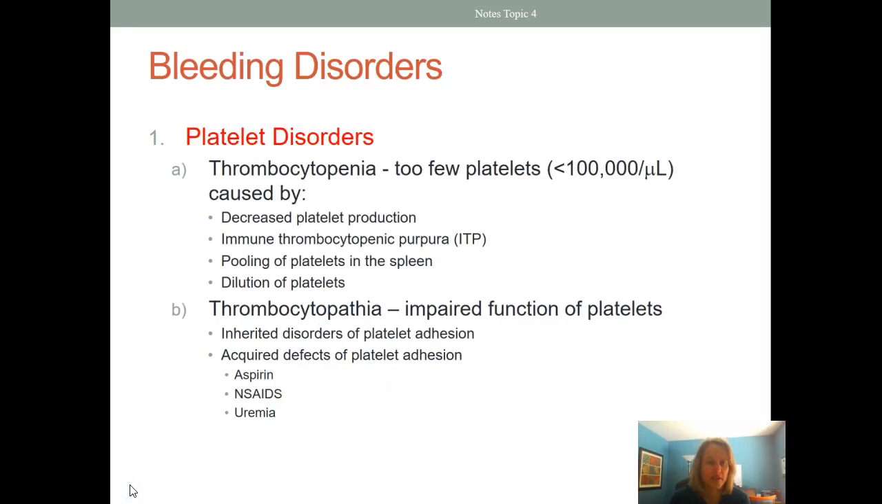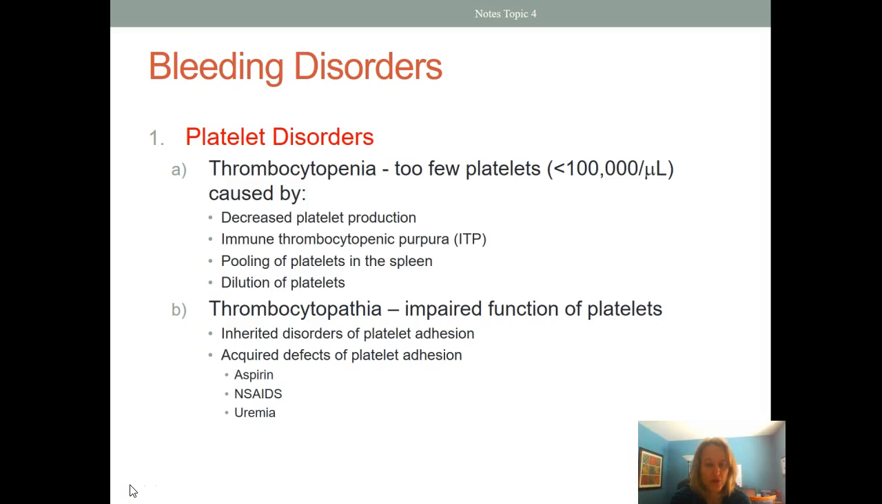Next, we have bleeding disorders, and these can be caused by disorders of platelets. For instance, we can have too few platelets, thrombocytopenia, where we have less than 100,000 platelets per microliter of blood. This can be caused by a decreased platelet production due to bone marrow dysfunction or depression. It could also be caused by immune thrombocytopenic purpura, and this is an autoimmune disorder in which we have antiplatelet antibodies. It could be due to consumption of platelets, for instance in DIC, which we're going to talk about at the end of the screencast.